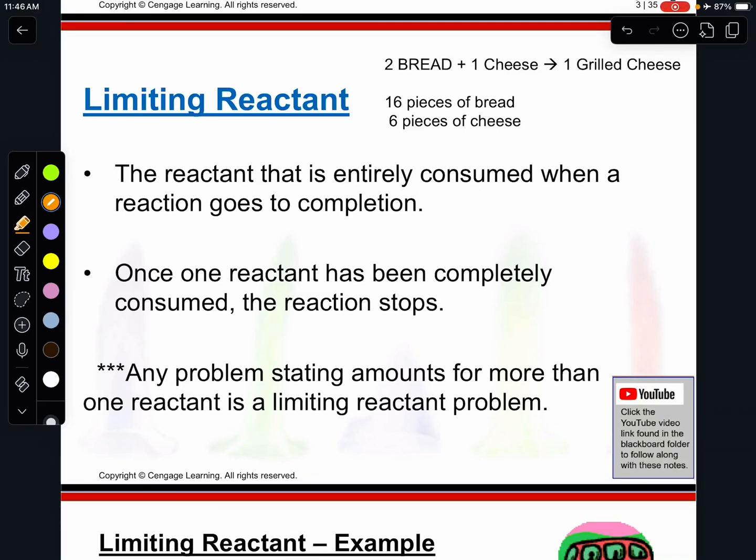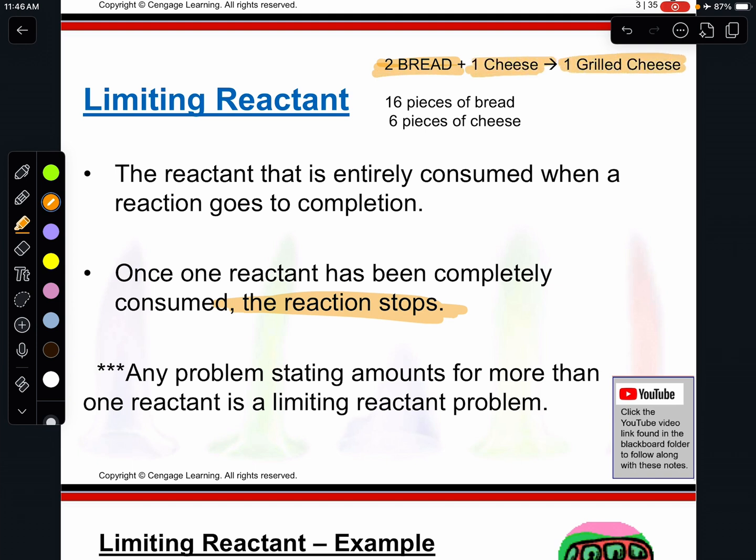Today we're going to talk about limiting reactant, and the limiting reactant is the one that is entirely used up whenever a reaction proceeds, and when that reactant is used up, the reaction actually stops occurring, and that is why we need to know the limiting reactant so we can figure out how much is going to be produced of the products.